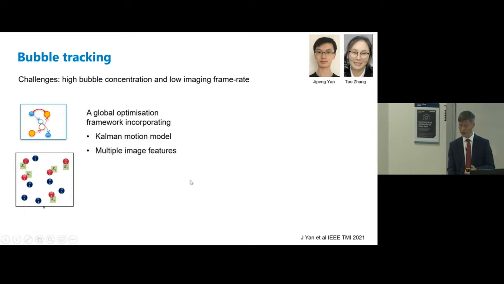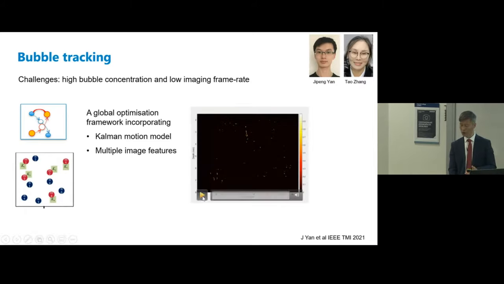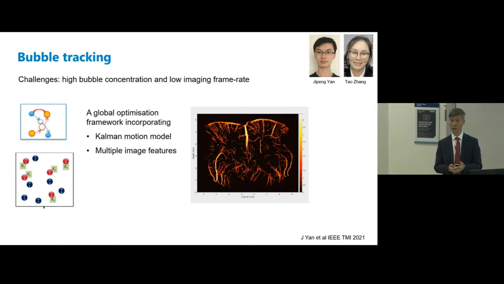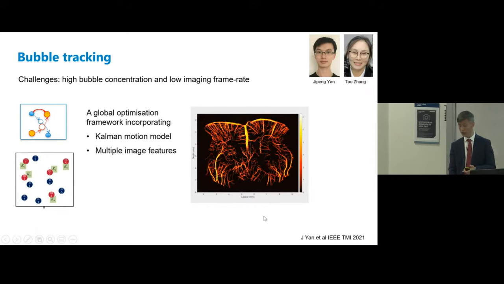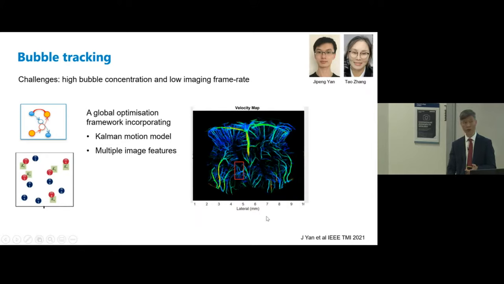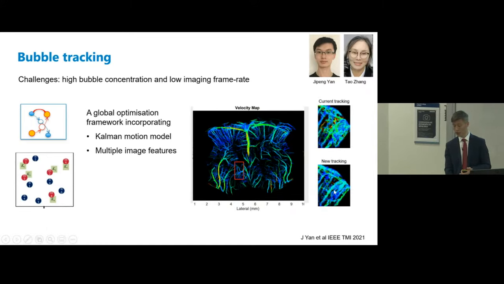So if you do that, he actually generated this. This is the accumulation of the microvasculature in a mouse brain. And you can see that the localization and the tracking is actually working pretty well. In the end, you can also generate the velocity map. So this is a velocity map of the brain. And he also showed that with the new tracking framework, you actually do improve the results significantly.